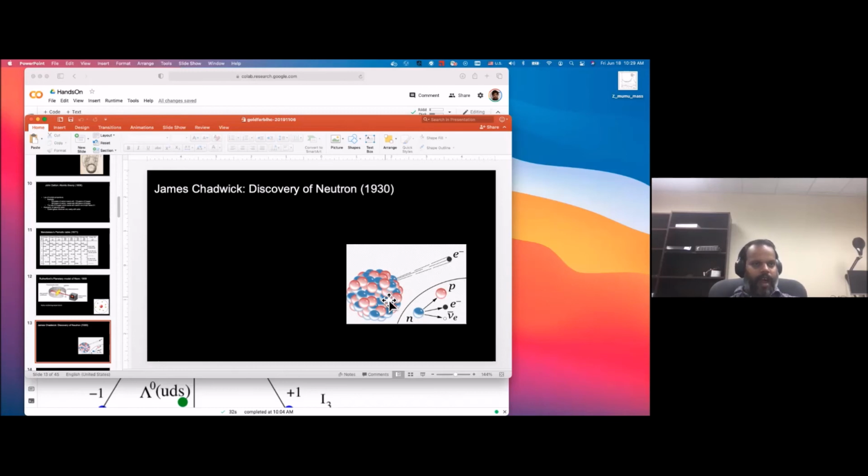Now, isotopes. For example, let's take the case of tritium. It has two neutrons and one proton. So now if you increase the extra nucleon components, there's a very high chance that these kinds of processes can happen. So that's why isotopes would do radioactivity as opposed to stable compounds.